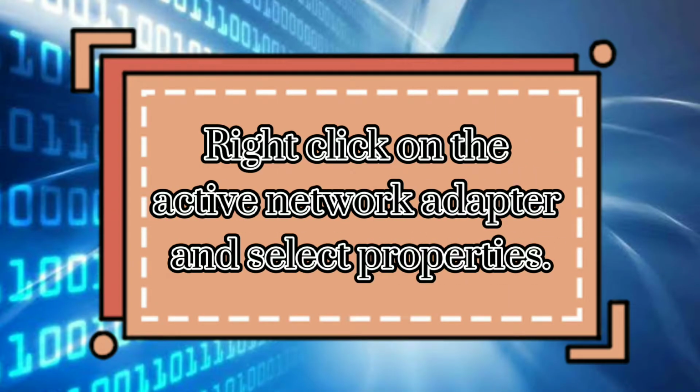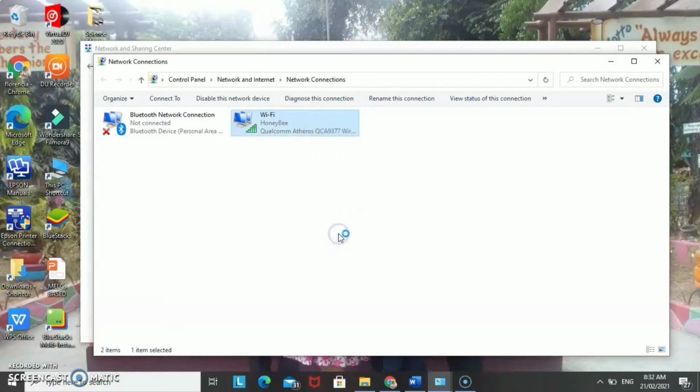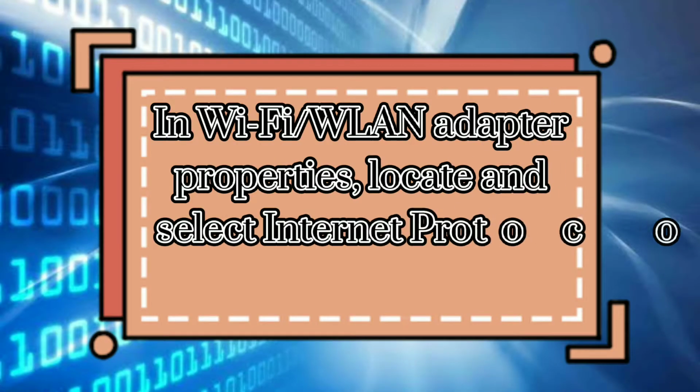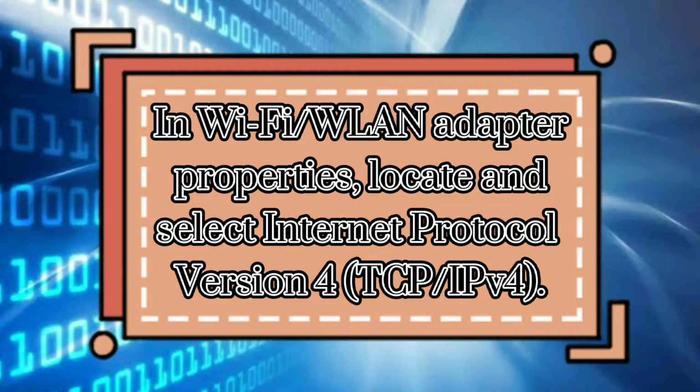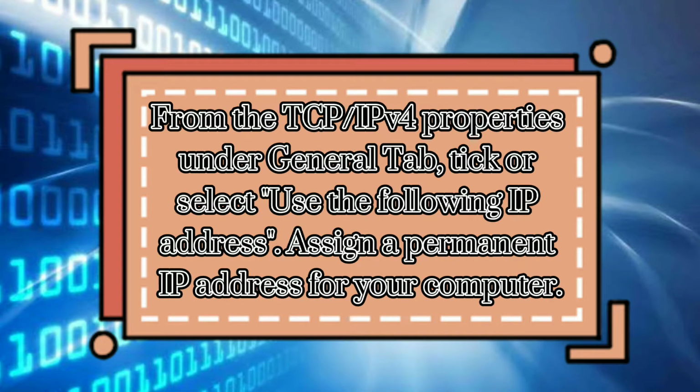The next step is to right-click on the active network adapter and select Properties. In Wi-Fi or WLAN adapter properties, locate and select Internet Protocol version 4 or TCP IPv4. From the TCP IPv4 properties under General tab, tick or select Use the following IP address. Assign a permanent IP address for your computer.